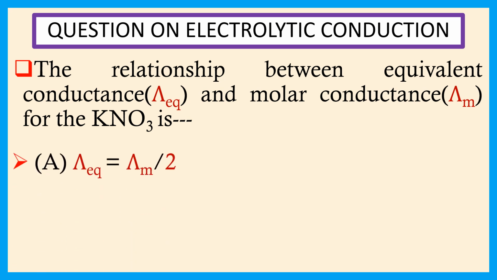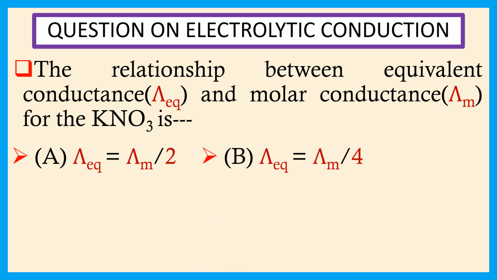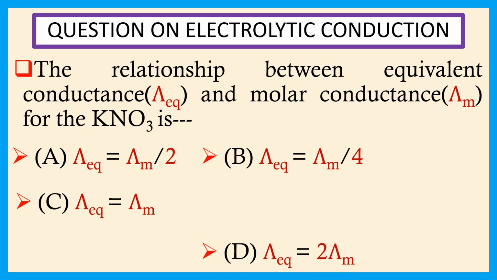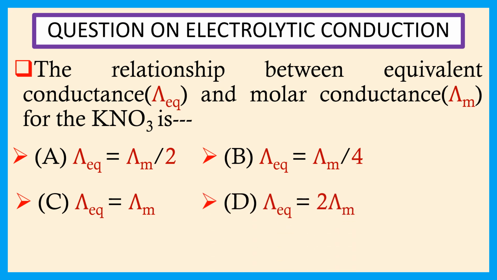Choices are A. Equivalent conductance is equal to molar conductance by 2. B. Equivalent conductance is equal to molar conductance by 4. C. Equivalent conductance is equal to molar conductance. D. Equivalent conductance is equal to 2 into molar conductance.